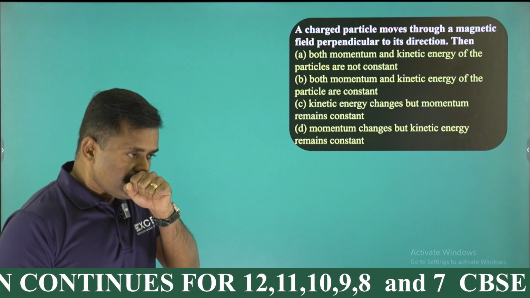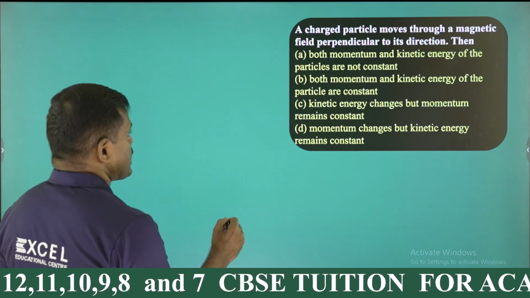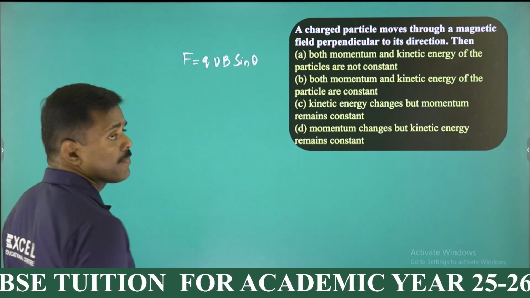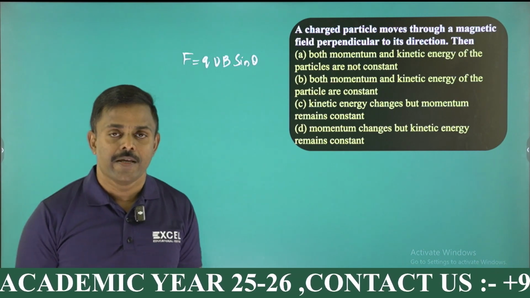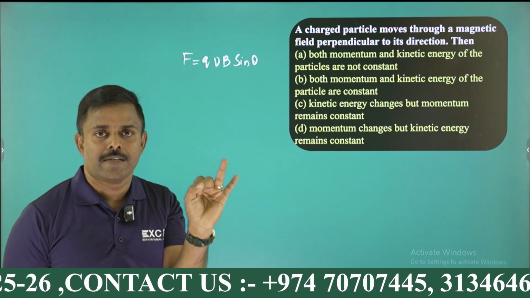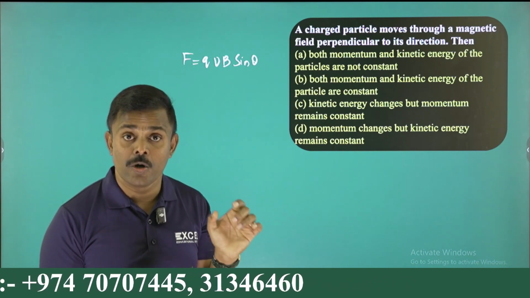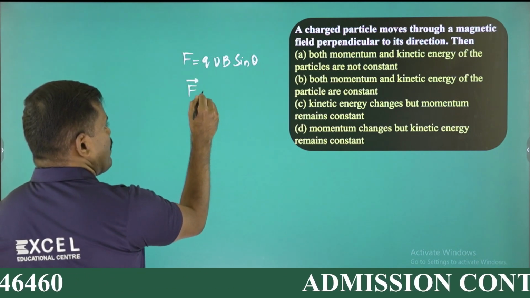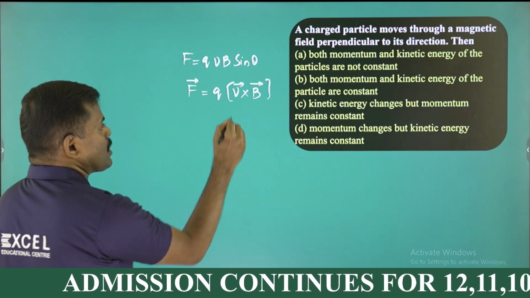First of all, when a charged particle enters a magnetic field, the force experienced is given by F is equal to QVB sine theta. What are the conditions? Number one, it should be a charged particle. Number two, it should enter a magnetic field. Number three, it should enter with a velocity. Number four, it should be entering at an angle theta, a non-zero, non-180 angle. Now, this force may be written as F vector is equal to Q into V cross B. This is called the magnetic force.